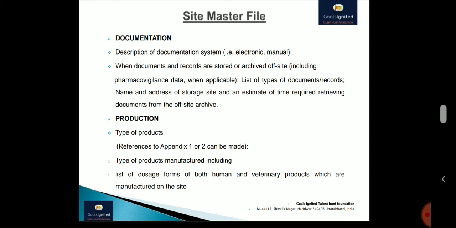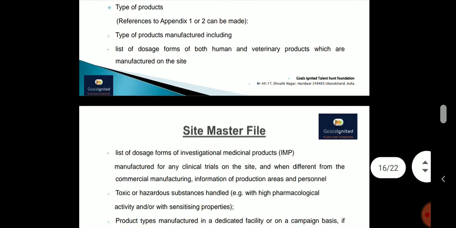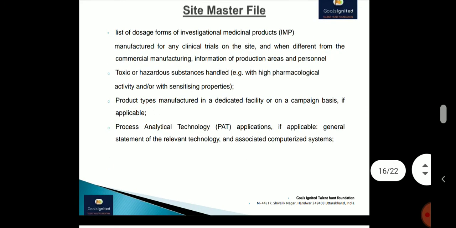Then the production, type of production, type of dosages, everything needs to be mentioned in the site master file. Dosage-wise, everything needs to be informed. One thing, the process analytical technology (PAT) applications, if applicable at your site.